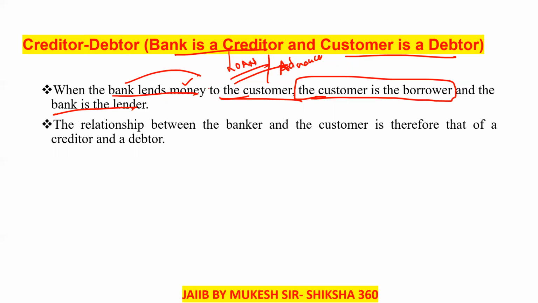So when the bank lends money to the customer, the customer is the borrower and the bank is the lender. The relationship between the banker and the customer is therefore that of a creditor and a debtor. So this is the discussion of creditor and debtor. Please remember both these points. The bank can act both as creditor and debtor, and the customer can also act as either creditor or debtor.